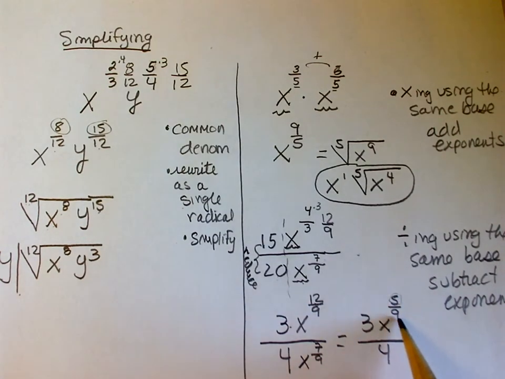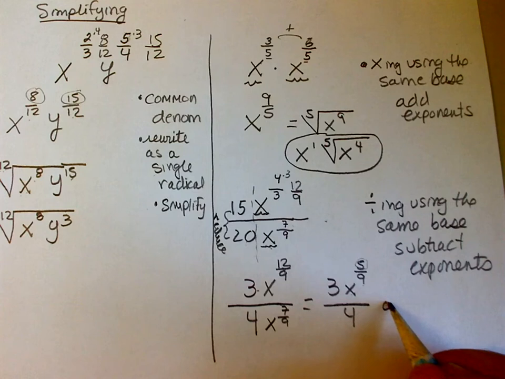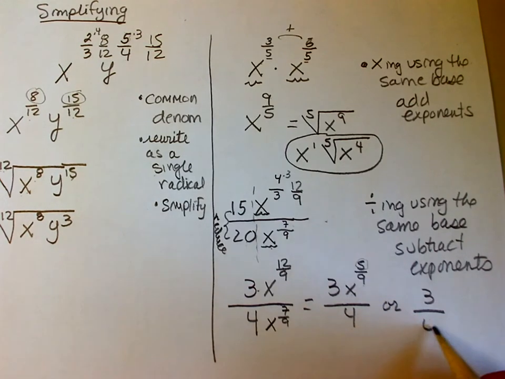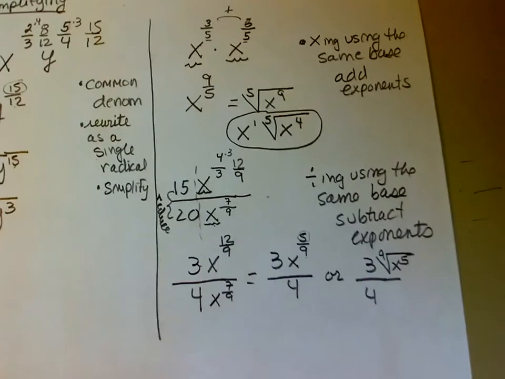Since my numerator is less than the denominator, I can't simplify this any further, so this is an appropriate form to leave your answer in, or if you so choose, you can rewrite it in a radical form if that helps you see things a little bit better.